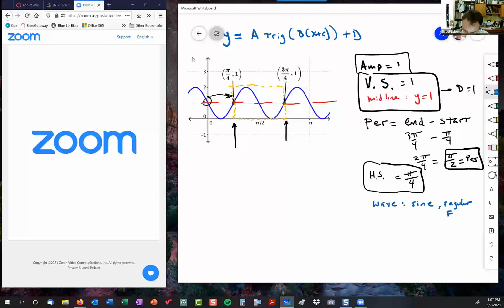If it had been flipped, then A would equal a negative number. That's why we need to look and see if the wave is upside down. This one is flipped. And so our A would have to equal a negative if it's upside down. But like Kelsey said, it's not. So we don't have to worry about A being negative.